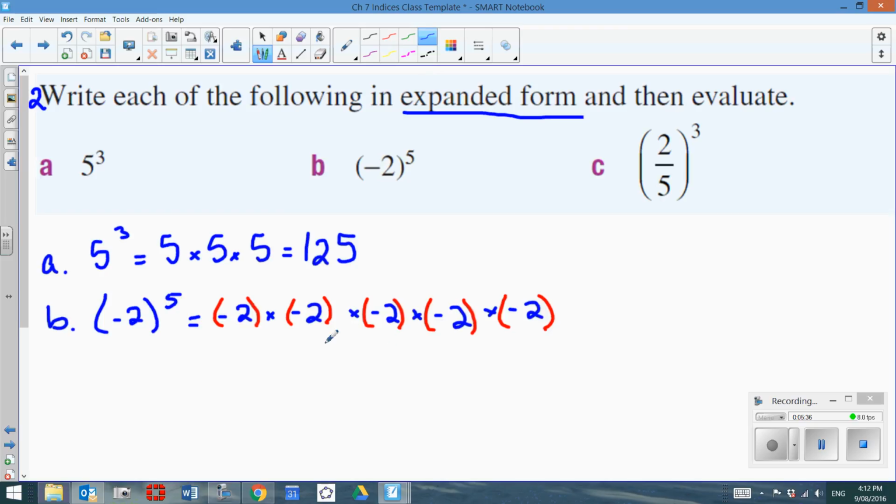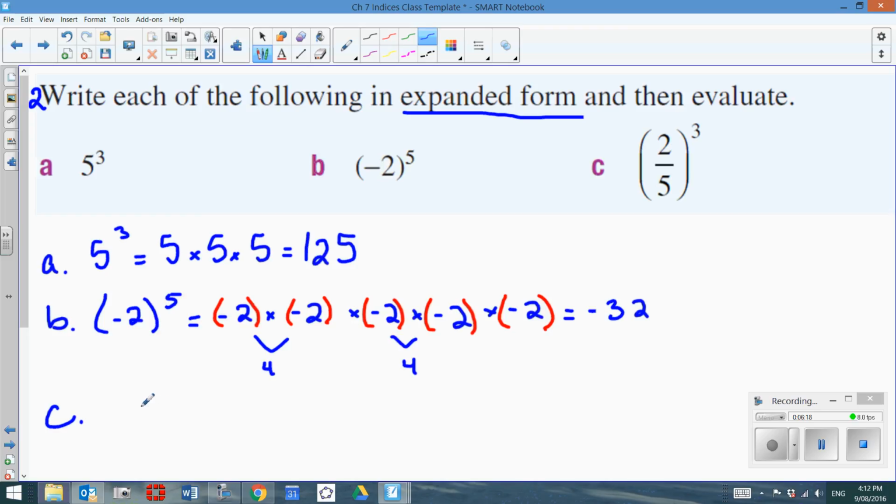So if I simplify this, -2 times -2 makes 4. -2 times -2, that makes 4. So 4 times 4 is 16. 16 times -2 makes -32. What I'm looking at here is I have 5 negative numbers. So if I have an odd power, my answer is also going to come out negative. Whereas if I took one of these -2's away, I would wind up with a positive answer, because I have an even exponent.